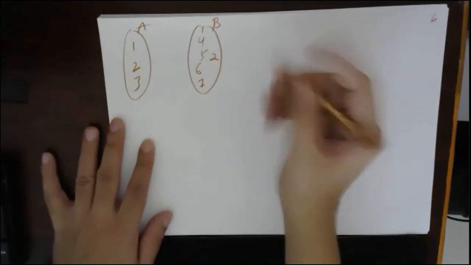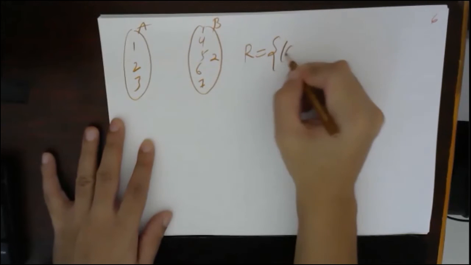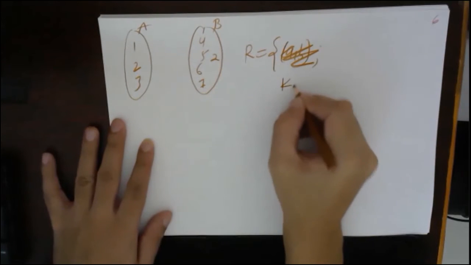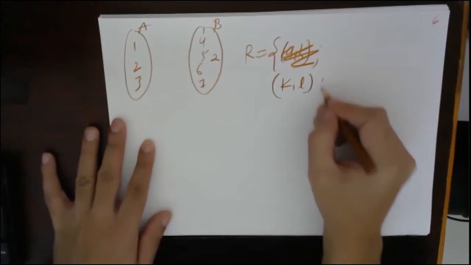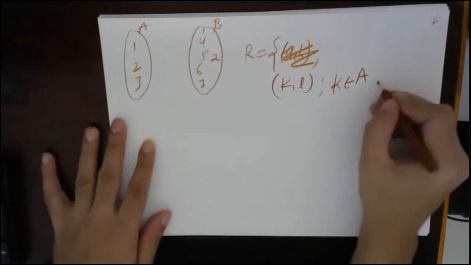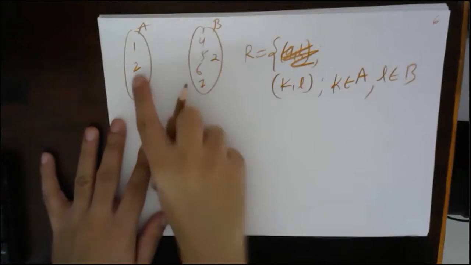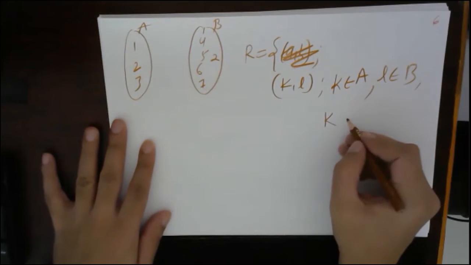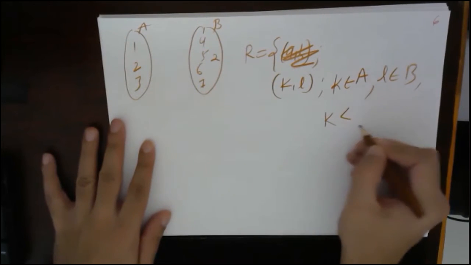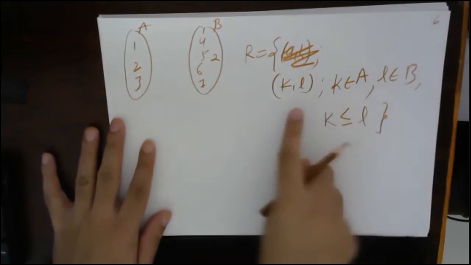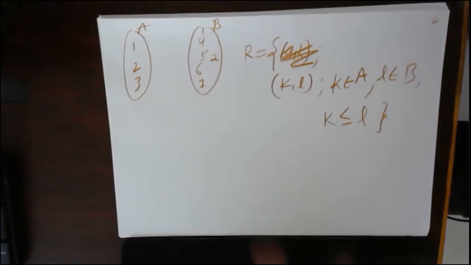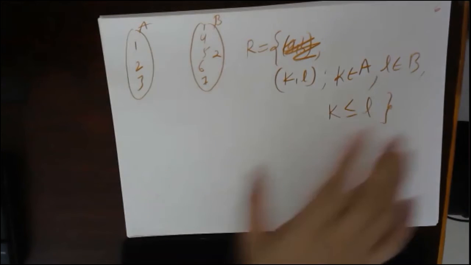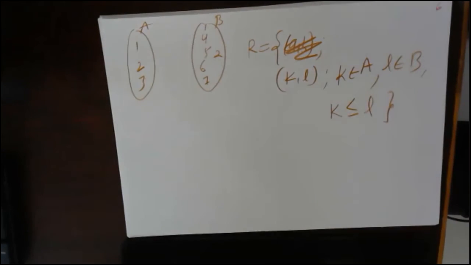Okay. So the set builder form: the relation is defined as (k, l) such that k belongs to A and l belongs to B, such that k is less than or equal to l. Okay, I want you to write the elements of this relation. I want you to write the roster form of this relation. This is set builder form. Write in roster form.